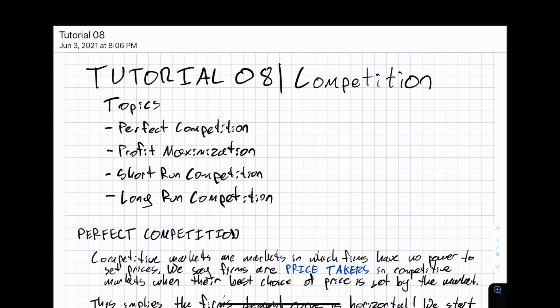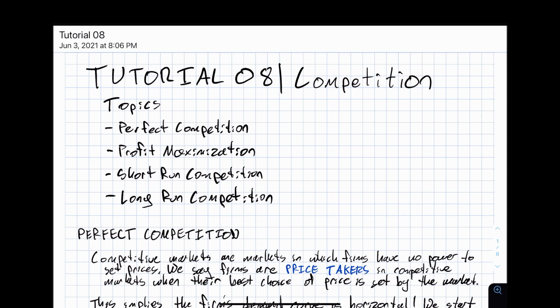Okay, tutorial 8, we're introducing competition. So in the last two videos, we've built up a model of firm optimization behavior. In this video, we're actually going to take those ideas and apply them to a market. So we're going to have a demand curve and a supply curve by the end of this video.